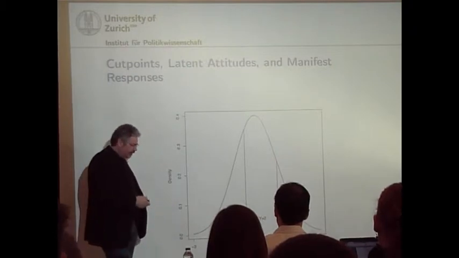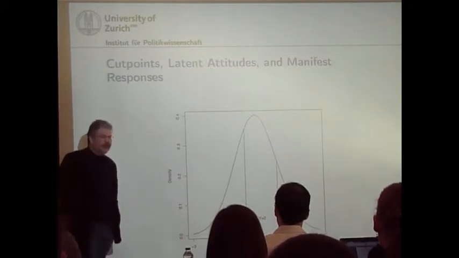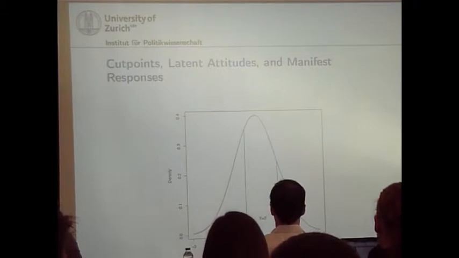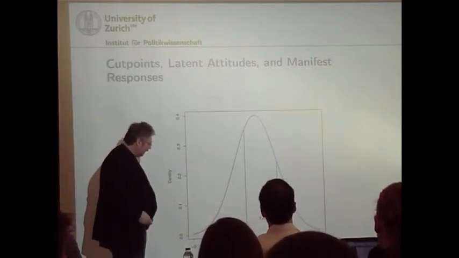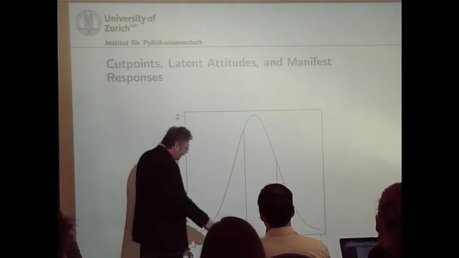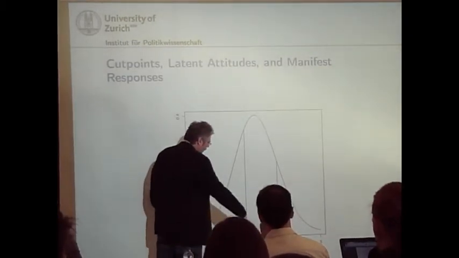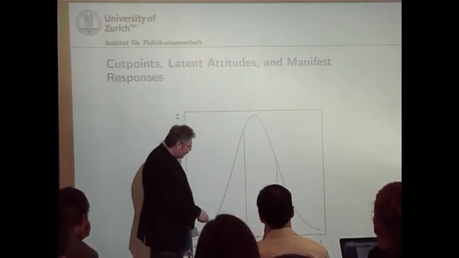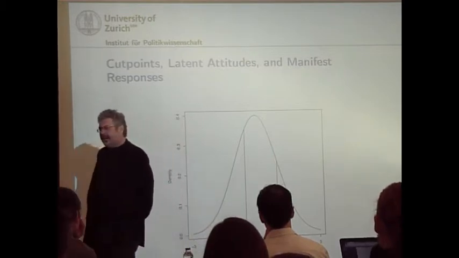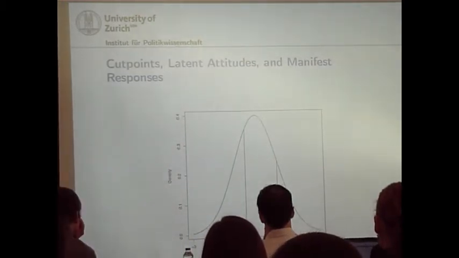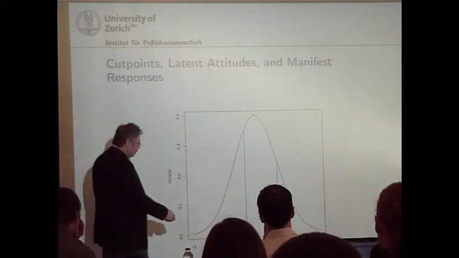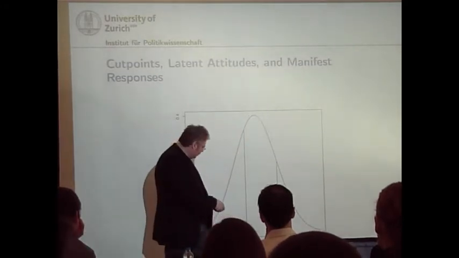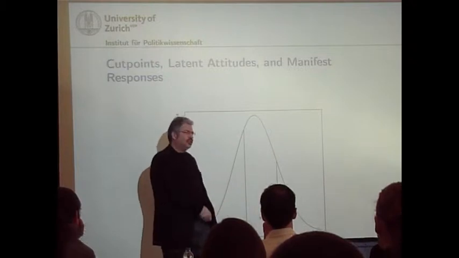I already made a distributional assumption here, a normal or a logistic assumption, but that is not so critical yet. We have this underlying latent variable y star, and we have two cut points, which I'm calling kappa 1 and kappa 2. Kappa 1 is a cut point that demarcates response 1 from response 2, and kappa 2 is a cut point that demarcates response 2 from response 3.